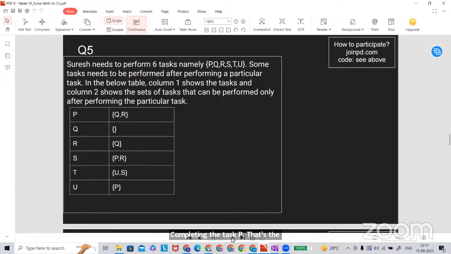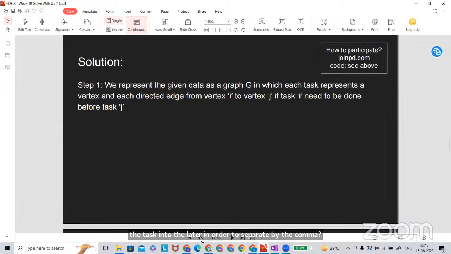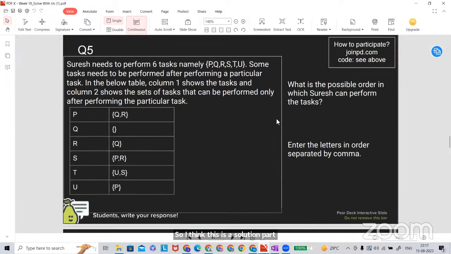What is the possible order in which Suresh can perform the tasks? Enter the letters in order, separated by commas. I think this is the solution part of it. So for this problem, how will we do it?